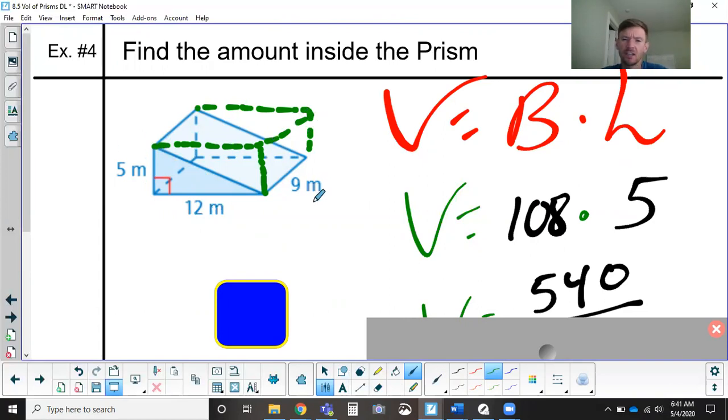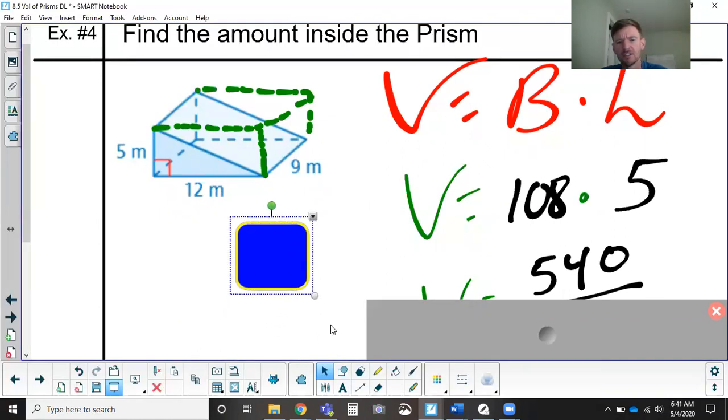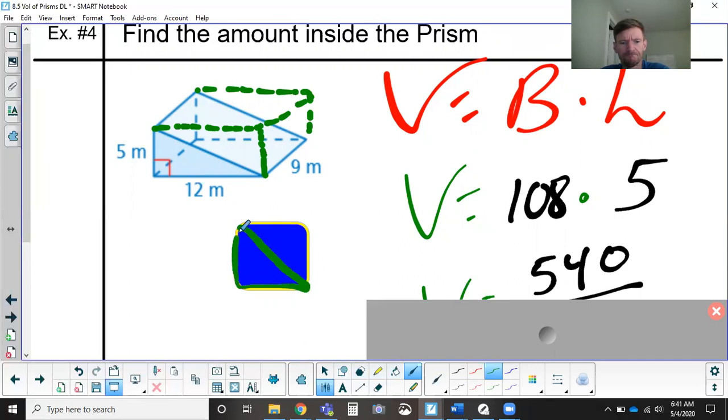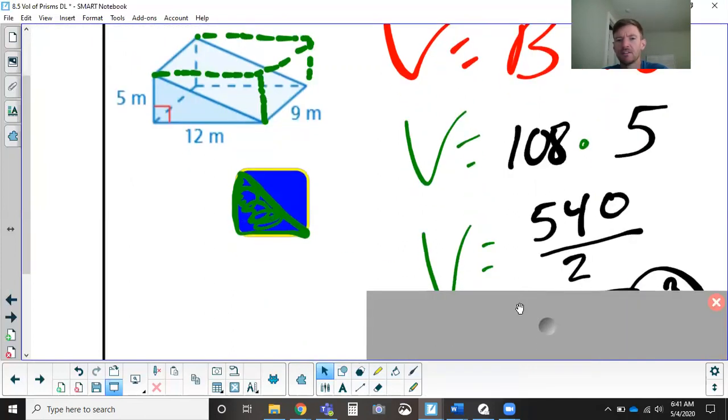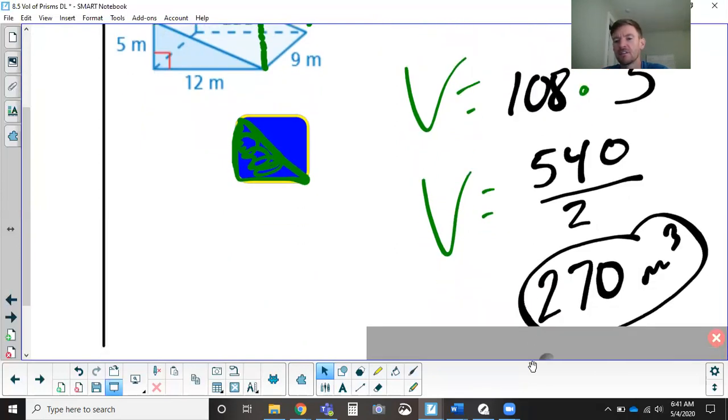Think about it in terms of a triangle. How much of a triangle is in a rectangle? If I use this rectangular piece here and try to make a triangle, I have half of it. So if I'm dealing with a triangular prism, after I multiply, I also have to divide by 2 because it's half a rectangle. So the answer is 270.